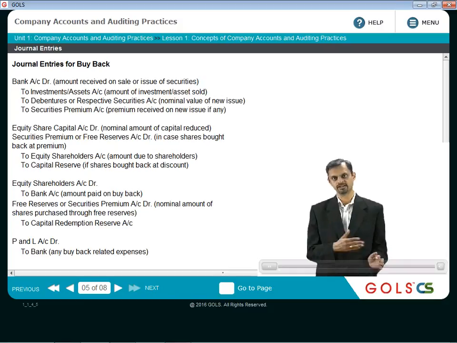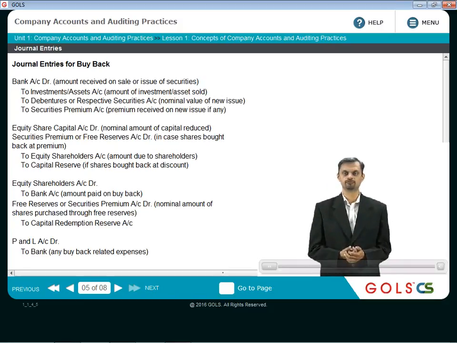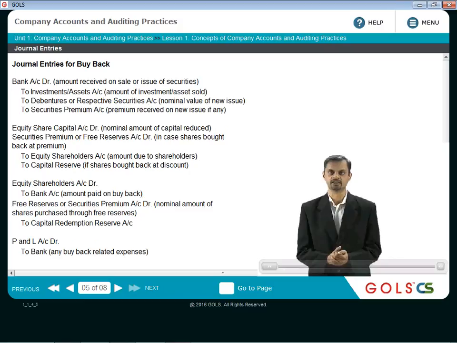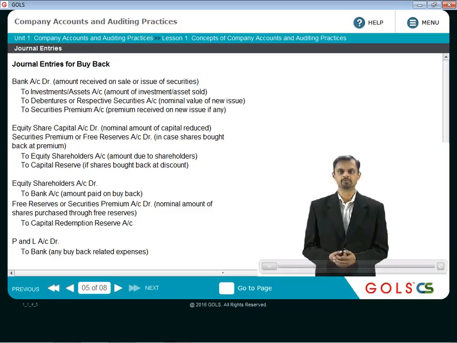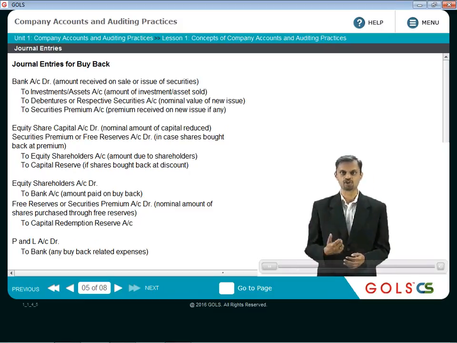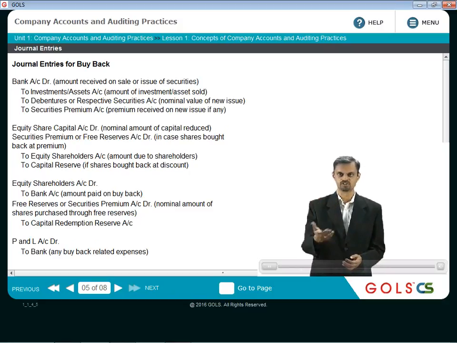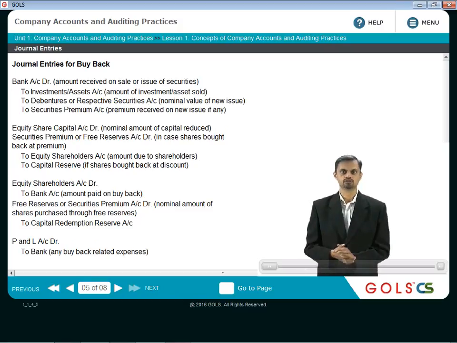Now let us talk about the journal entries for other scenarios which we have already discussed in theory. So buyback. Now when the shares are bought back, what are the journal entries that the company will pass? Now for raising the funds, see in buyback what happens is the company is buying the shares back from the shareholders. So obviously company has to pay money to the shareholders. So for paying the money to the shareholders, company needs to raise funds. So the funds can be raised in several ways, either by way of sale of investment, sale of assets, by fresh issue of shares, etc.